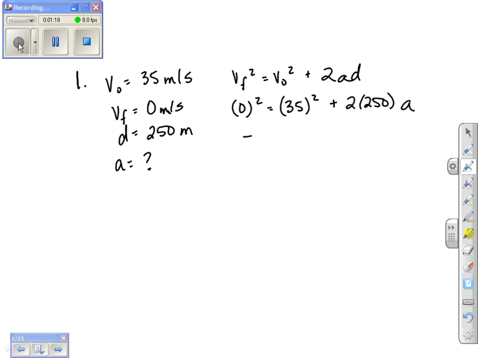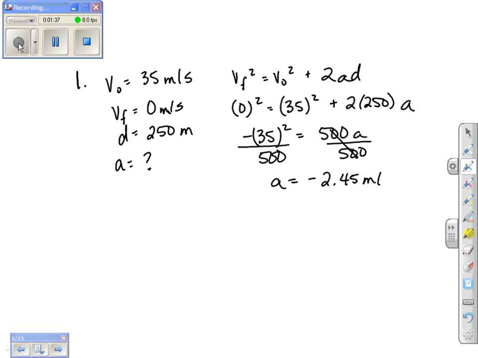So we take our negative 35 squared equals 500A, divide by 500 on both sides to isolate your variable, and you should be able to find out that A equals a negative 2.45 meters per second squared. So that's your first answer on that first question, so that's A.